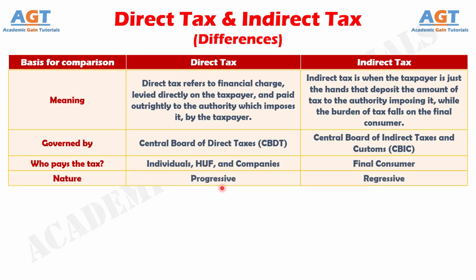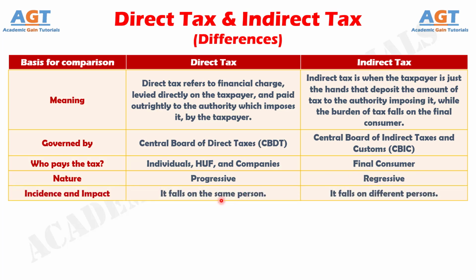Number 4. Direct tax is progressive in nature, as it is based on the precept of ability to pay. So, the tax is imposed more on the rich and less on the poor. Oppositely, indirect tax is regressive in nature, as every person contributes equally to the payment of taxes.